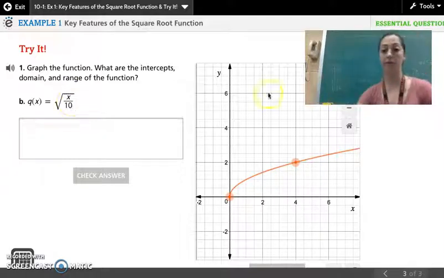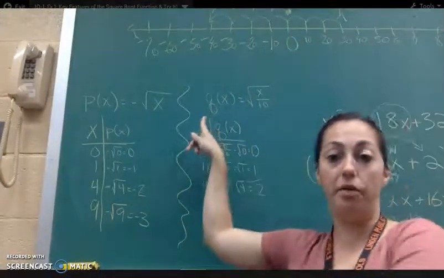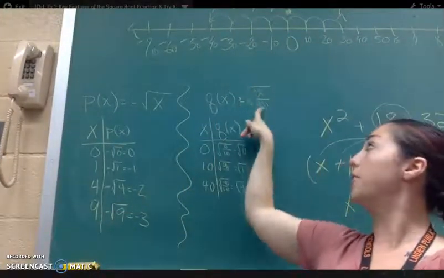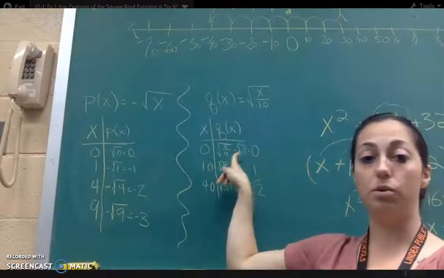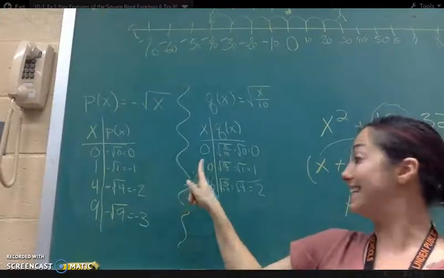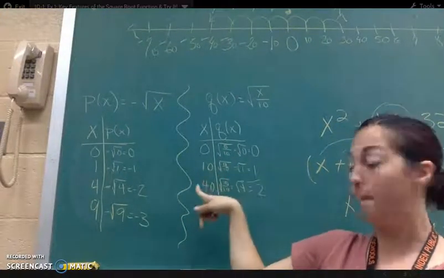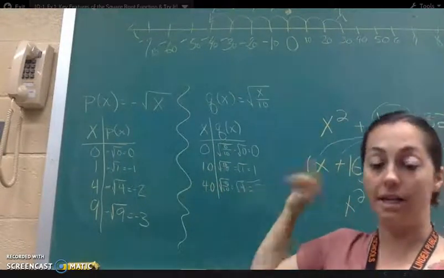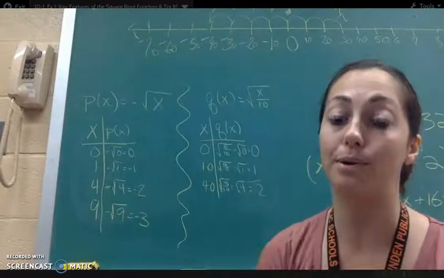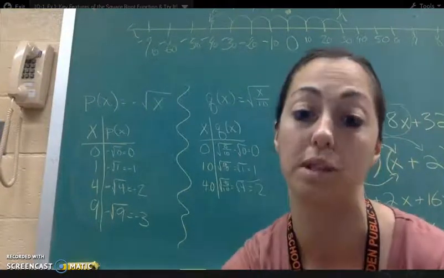So again, if you look here, let's make it large. I have my q of x. Q of x equals the square root of x over 10. I picked 0 because 0 divided by 10 is 0. Square root of 0 is 0. I picked 10 because 10 divided by 10 is 1. Square root of 1 is 1. And I picked 40 because 40 divided by 10 is 4. Square root of 4 is 2. So I was very particular about which ones I picked, and I hope that you understand how to do that, and you'll do the same thing.